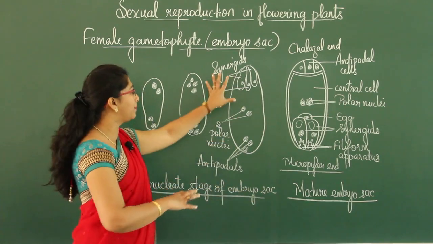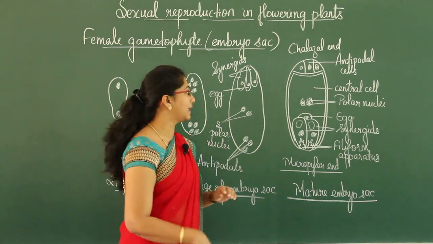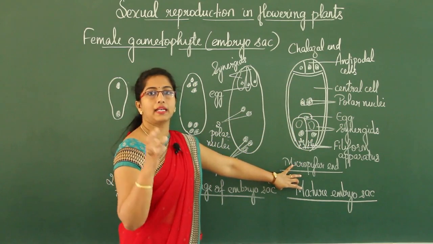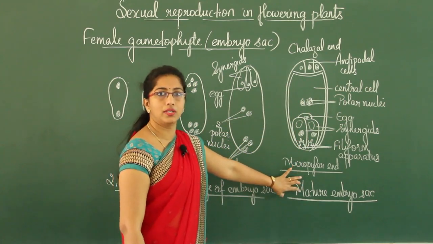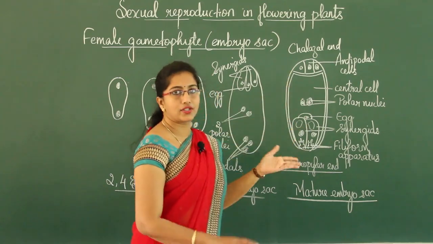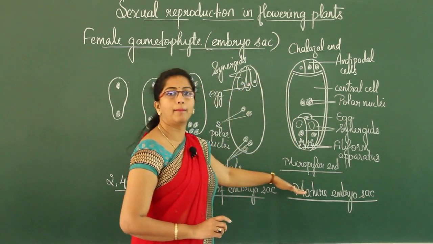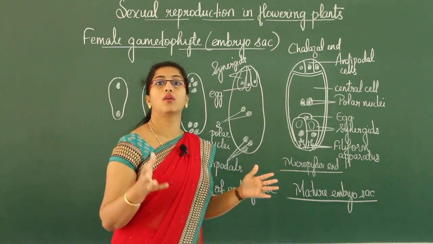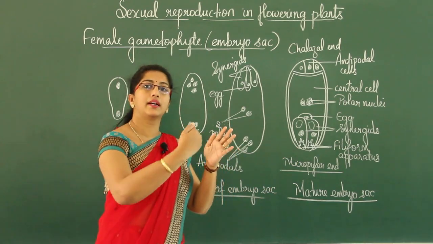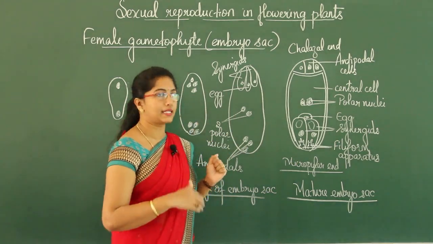After the complete development, how does a female gametophyte look like? This is a diagram of a mature female gametophyte or embryo sac. Now here you can see the organization of the cells. This is the chalazal end and this is the micropylar end. When I explained about the ovule, I told you about 2 poles. The pole which is nearer to the micropyle, we call it the micropylar end, and the opposite end we call the chalazal end.